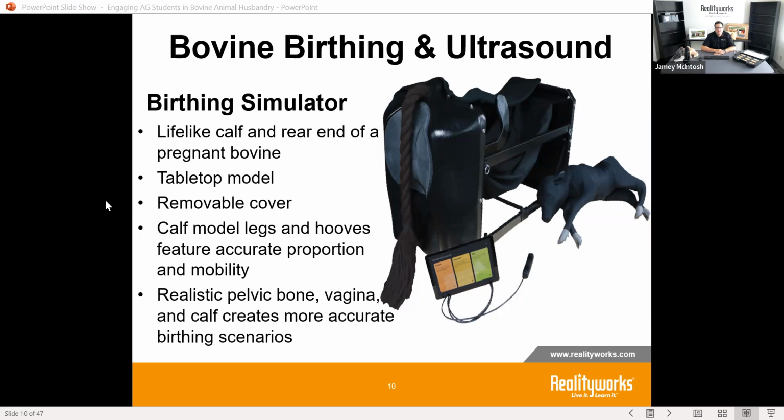So let's talk a little bit about our bovine birthing and ultrasound simulator. The whole purpose here is that it's a lifelike calf. It actually has a calf that comes with it. And then it can actually be birthed through the simulation.